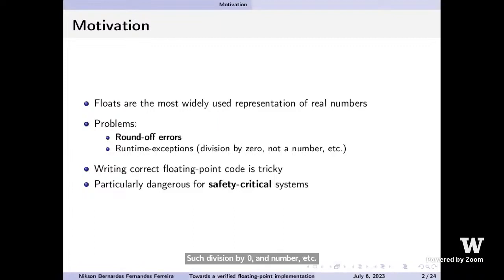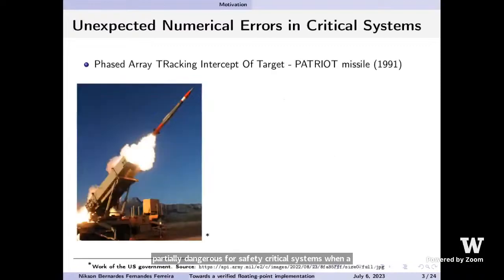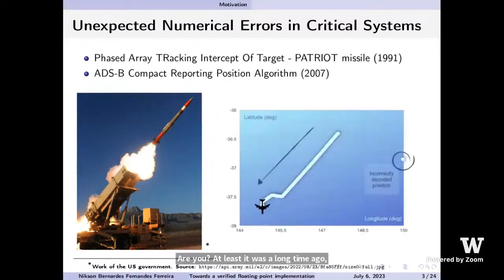Writing correct floating-point programs can be really challenging, and particularly dangerous for safety-critical systems, where a misbehavior could lead to the same thing that occurred with the Patriot missile in 1991. A round-off error made it unable to track and intercept an enemy missile, leading to 21 deaths. At least it was a long time ago, right?